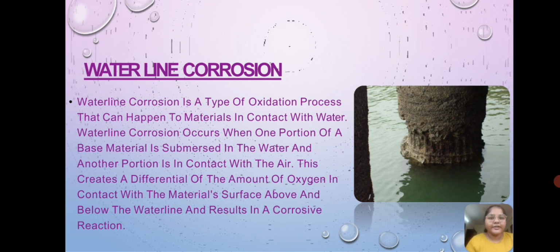Waterline corrosion. Waterline corrosion is a type of oxidation process that can happen to materials in contact with water. Waterline corrosion occurs when one portion of a base material is submerged in water and the other portion is in contact with air. This creates a differential in the amount of oxygen in contact with the material's surface above and below the waterline and results in a corrosive reaction.